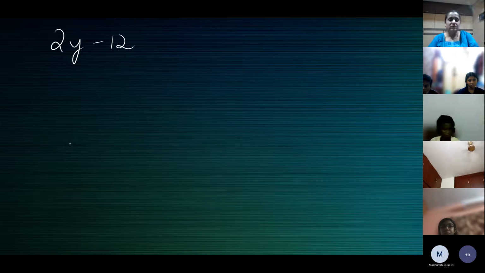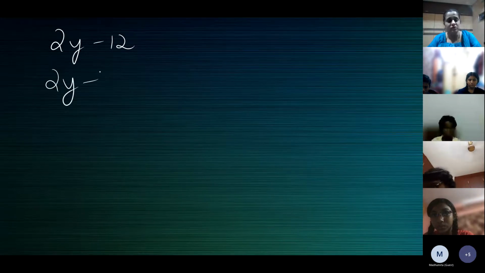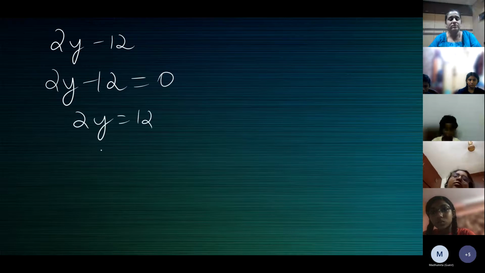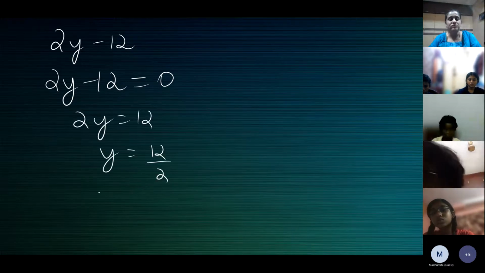So like this, if you take 2y minus 12, it is again a linear polynomial in variable y. To find the zero, we know that a linear polynomial has 1 zero. And to find the zero, we need to equate the polynomial to 0. So 2y is equal to 12, y is equal to 12 by 2, y is equal to 6.